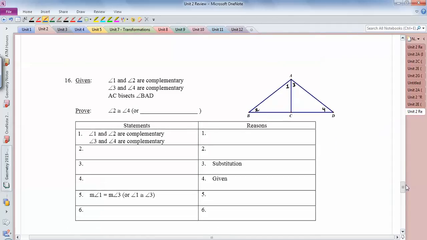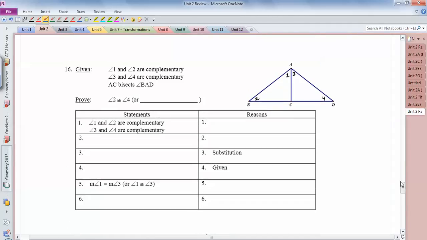Let's try 16. So in 16, we've got some complementary angles here. A couple pairs listed right off the bat, these two. Angles 1 and 2 are complementary, 3 and 4 are complementary. So this is going to be given. Notice we didn't use all the givens. Down here in step 4, here's the other given. AC bisects angle BAD.